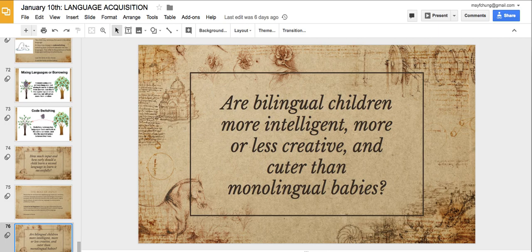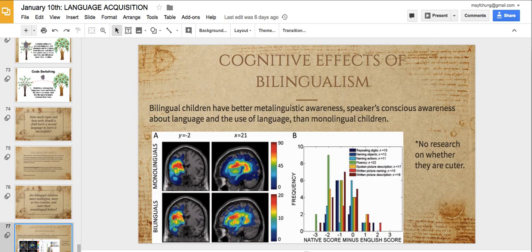Are bilingual children more intelligent, or more or less creative, or cuter than monolingual babies? Well, there's no research on whether or not they're cuter, but bilingual children have better metalinguistic awareness. By switching back and forth between the two languages, they can understand the differences and similarities between these languages. They have this conscious awareness of learning different languages, and so they're constantly using the left hemisphere of their brains.